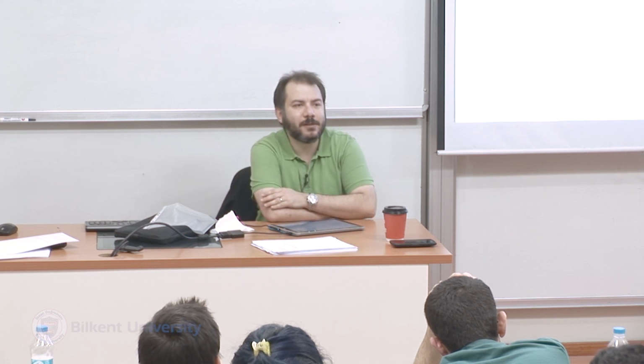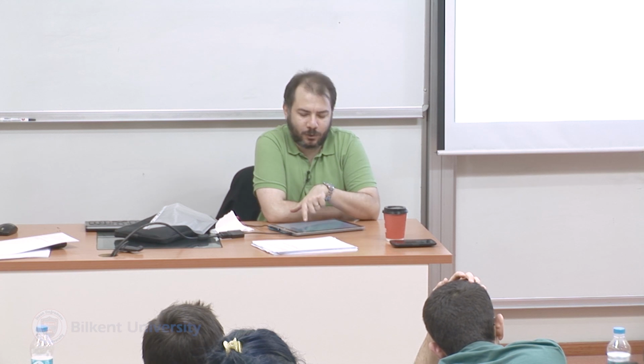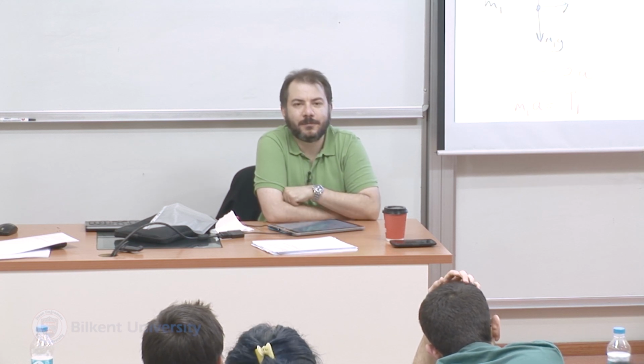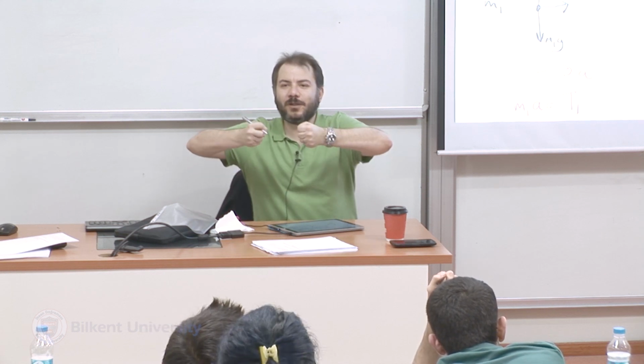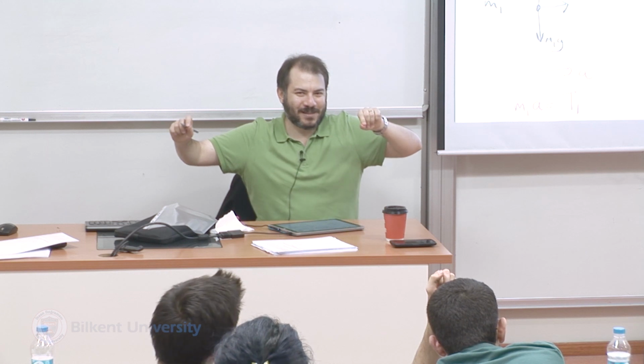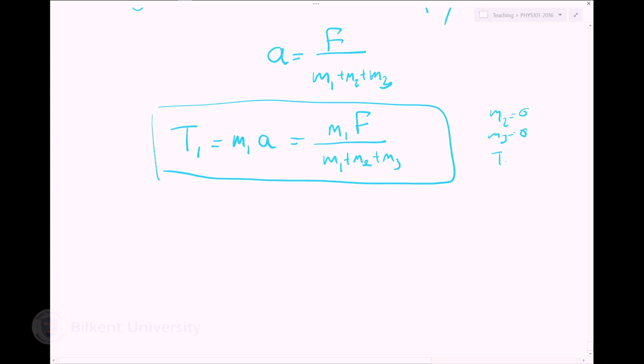And how about the limits? What should be the tension if M2 and M3 were 0? M2 and M3 did not have any mass. In that case, M2 and M3 would just become parts of the string, right? They'll be massless. They'll just take the force to M1. In that case, M2 equals 0, M3 equals 0, T goes to F, and that limit is checked. So most probably we have found the correct result. All right?